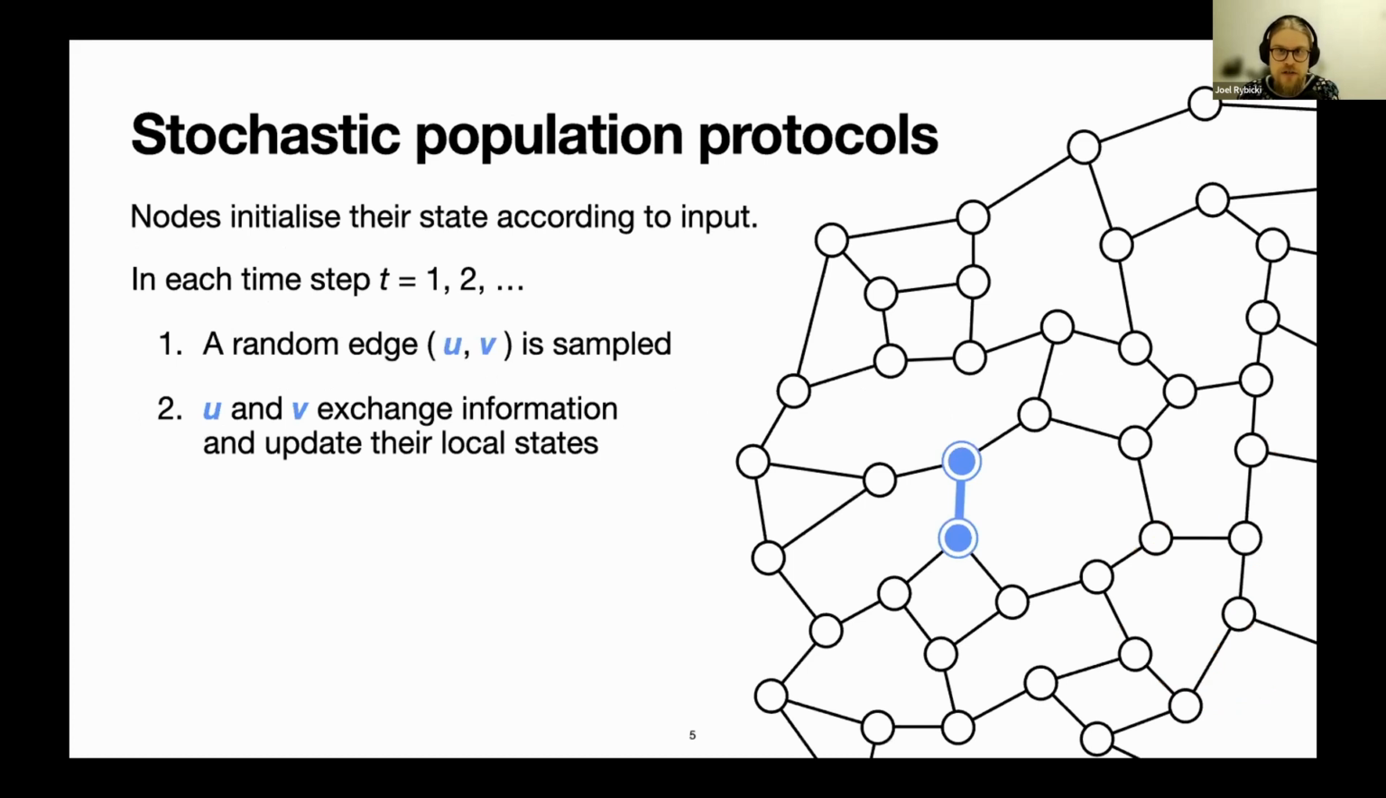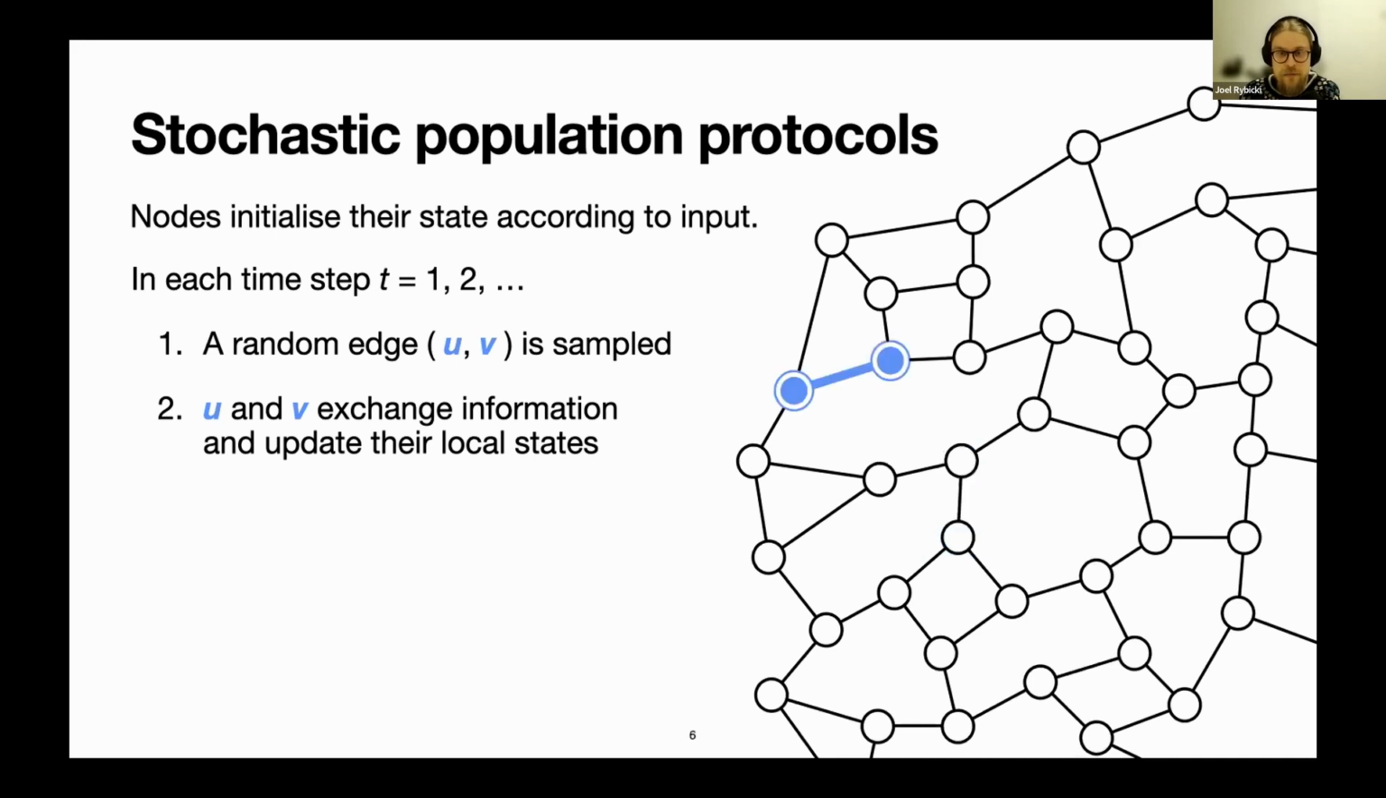In this model, interactions between nodes are dictated by a stochastic scheduler, and the computation proceeds as follows. First, each node initializes its state according to its local input. Then, in each time step, the scheduler chooses an edge uniformly at random among all the edges in the graph. After this, the nodes connected by this edge exchange information with each other, for example, their current states, and then update their local states. The protocol, or the algorithm, defines how these nodes will update their local states, that is, what the transition rules are.